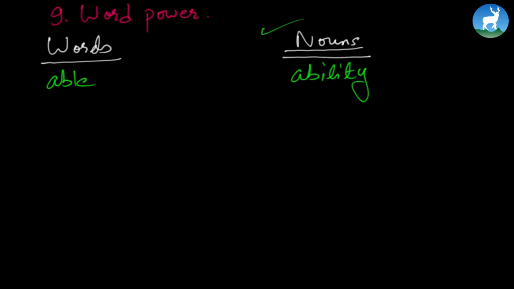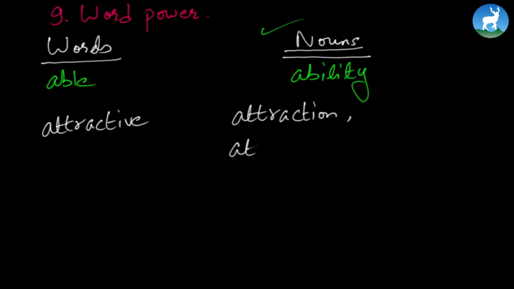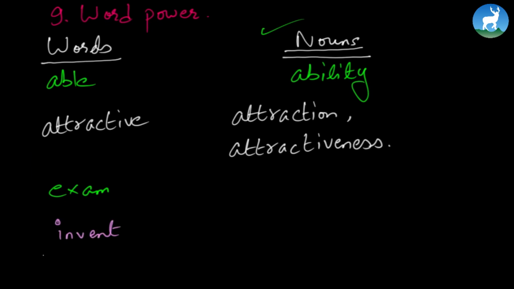So there is more to it. For instance, attractive is again an adjective, A-T-T-R-A-C-T-I-V-E, attractive. And you make this attraction, A-T-T-R-A-C-T-I-O-N. Or you can also write attractiveness, A-T-T-R-A-C-T-I-V-E-N-E-S-S, and it becomes a noun. So this way you can work on exam, and then work on invent. Take the help of a dictionary, it will be of great help to you.